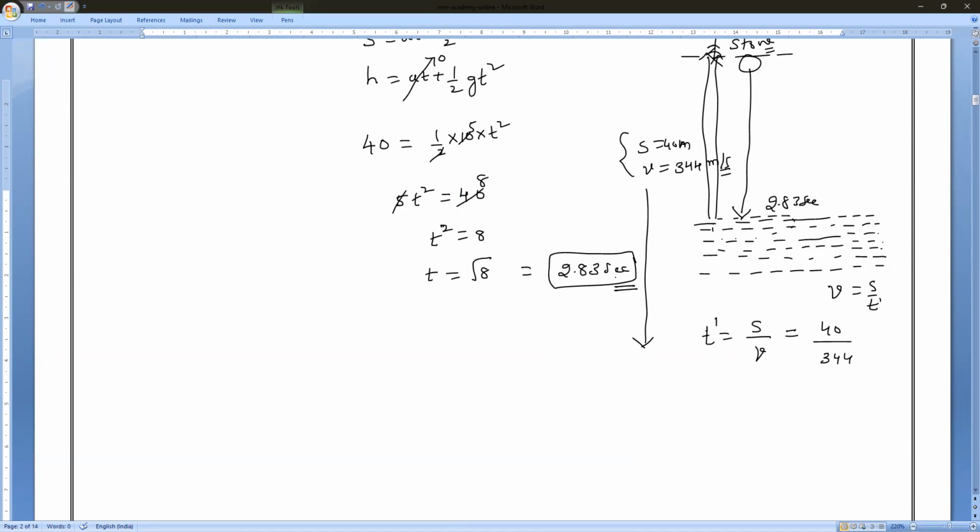If you want to hear the splash, first the stone needs to reach the surface of the water. Am I right? Then it needs to produce the splash. After that only it will come back to you. Then you can find the total. So that's what you have to remember.